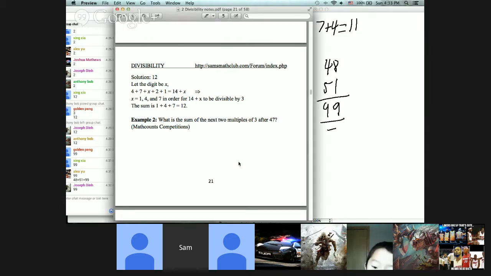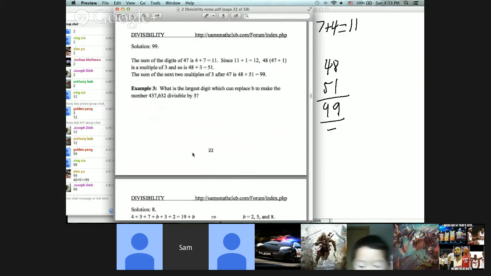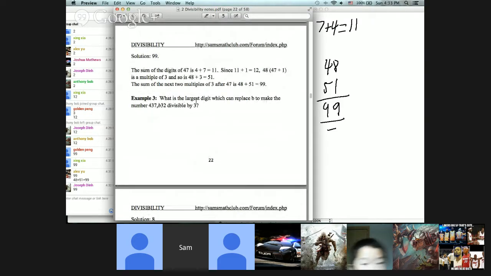So that's for MathCounts as well. Okay, what is the largest digit which can replace b to make the number 437b32 be divisible by 3?